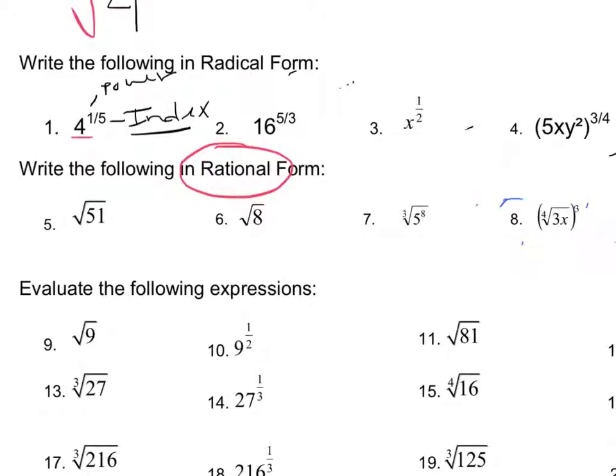Number 6. It's the same thing. Number is 2. And 8 times 1 is 8. So this is your coefficient. And this is your power, so simply 1. And then your index, which is 2, because there's no number outside the radical.